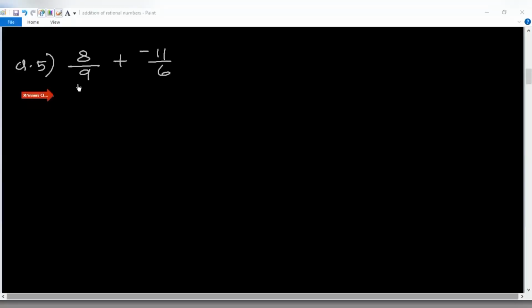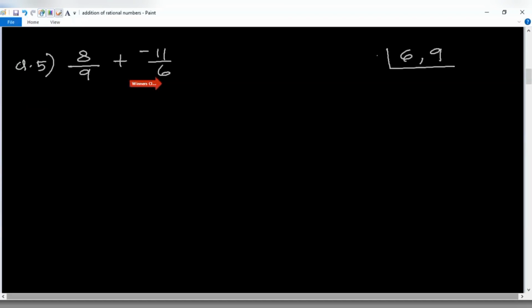This is our next question. 8 by 9 plus negative 9 by 6. See here the denominators are different. But we know it is not easy to convert 6 into 9, right? We cannot easily convert it. So what we have to do is take the LCM. LCM of 6 and 9.